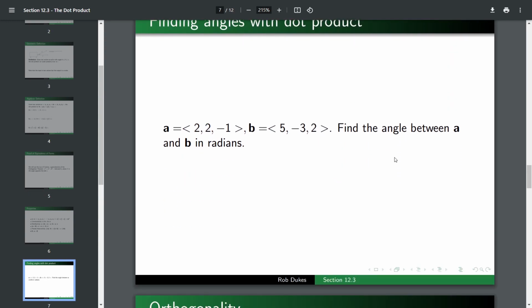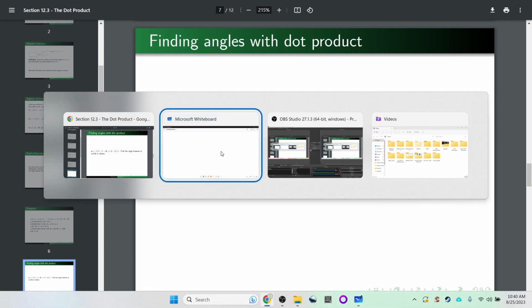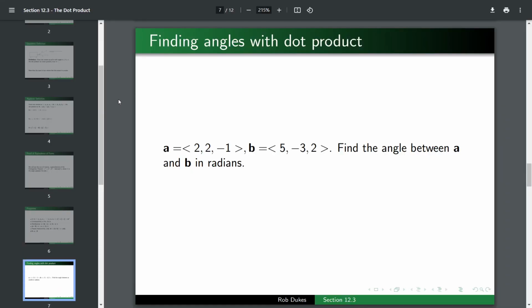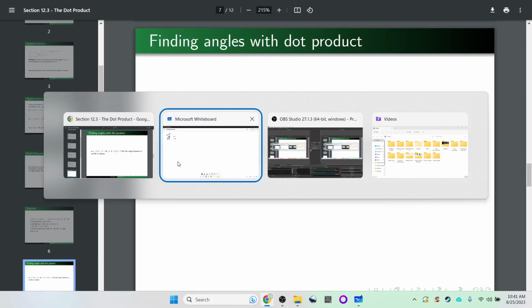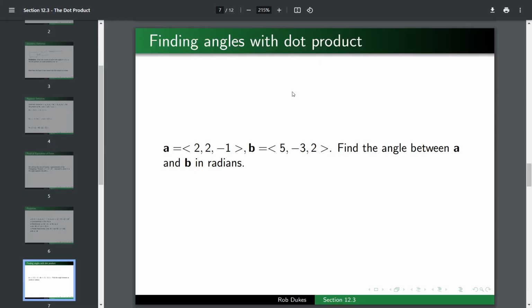Okay. I have two vectors here, and I want to find the angle between them. And how would I do that? These are three-dimensional vectors in space. It seems like it would be tough to do, but we can use our dot product rule. There are two different versions of the dot product, so we'll use them both. A is, what is A? I don't have it copied down. 2, 2, negative 1. And B is 5, negative 3, 2.